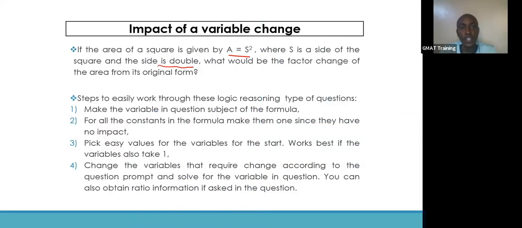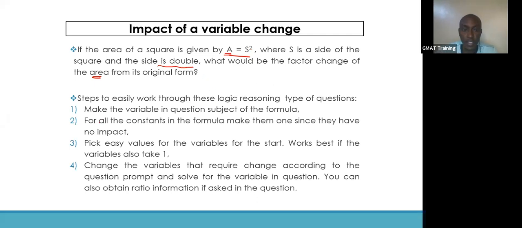So the steps to easily walk through this logic reasoning type of questions, we have the first step being making the variable in question the subject of the formula. What will be the factor change of the area? Since we're talking about the area in this case, the area is the subject of the formula. We have area is equal to s squared, and you're good to go in this particular case.